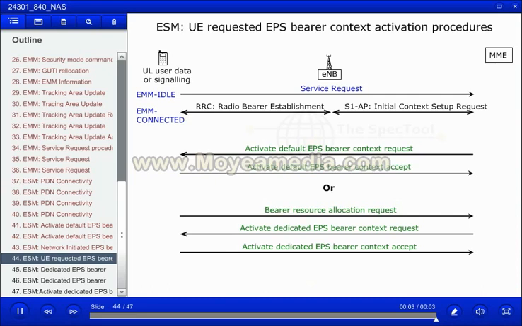The dedicated EPS bearer context activation procedure is initiated by the network in order to add additional bearers to the already existing default bearer. This is required, for example, when the properties of the default bearer, such as quality of service, do not match the requirements for the new service. The UE requested bearer resource allocation procedure can be used to ask the network to initiate the dedicated EPS bearer context activation procedures.